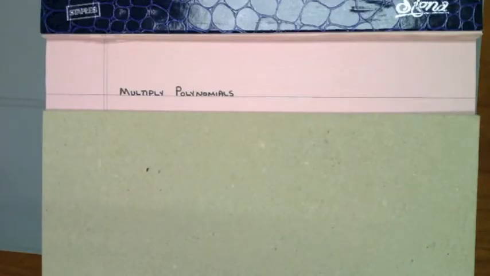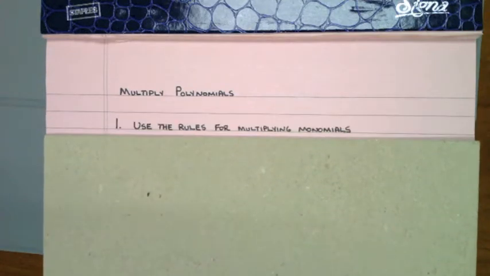In this video, we're going to start off by going over how to multiply polynomials together. And we're going to start simple. We're going to start with a monomial times a polynomial. But regardless, these rules are going to apply when you multiply polynomials together.